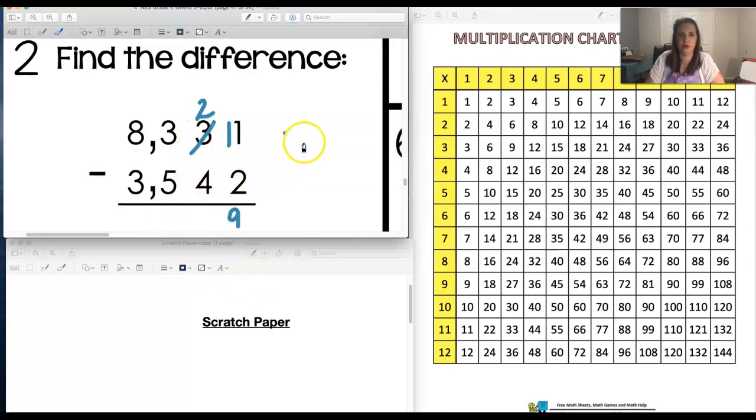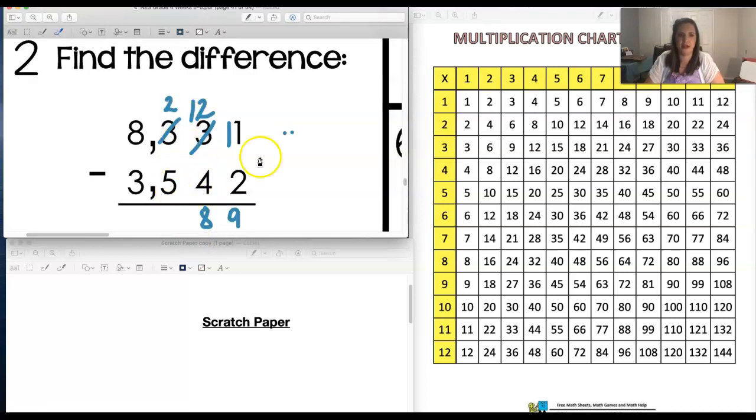2 subtract 4. If I have 2 items, I cannot take 4 away. I will go to my hundreds place, take one of them, which leaves me 2 left, unbundle them to 10 tens, plus the 2 I already have equals 12 tens. 12 subtract 4 equals 8.